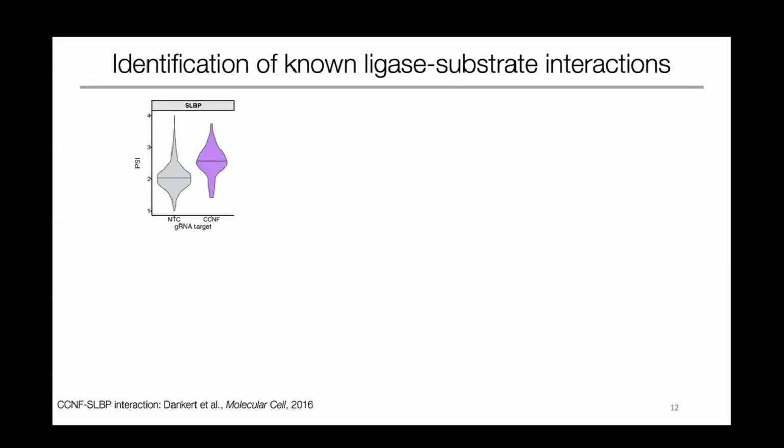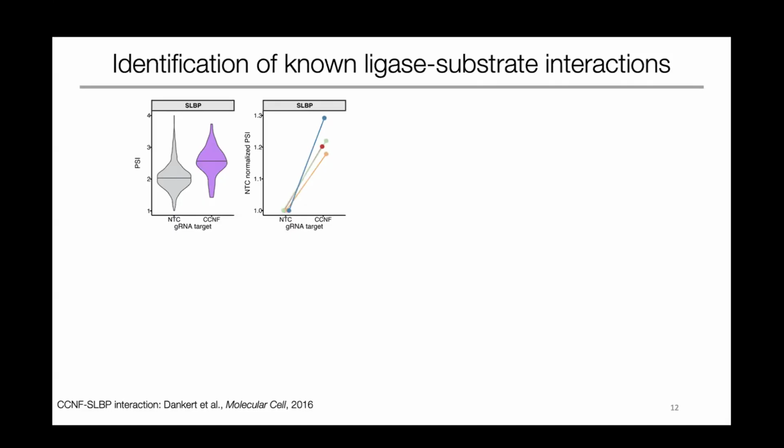So the previous slide was looking at these ORFs paired only with NTC guides to see if we could get the baseline abundance. Now we wanted to look at these ORFs when they were paired with targeting guide RNAs. And interestingly, we were able to recover some known interactions. So this one is showing the PSI on the y-axis and the guide RNA target, either NTCs or when we knock out CCNF, which is an F-box protein, for this ORF SLBP. And this paper from 2016 showed that CCNF and SLBP are known to interact with each other, and specifically that CCNF degrades SLBP.